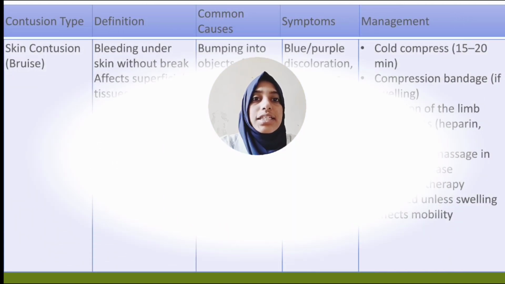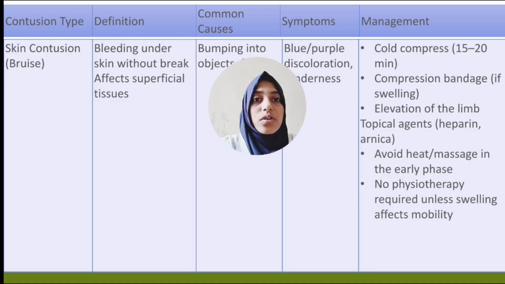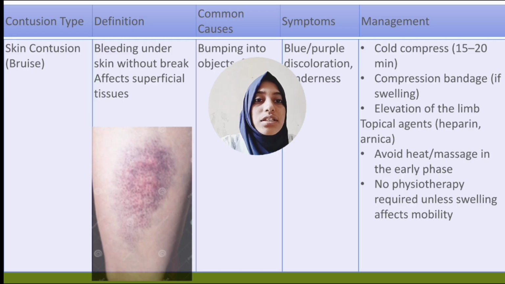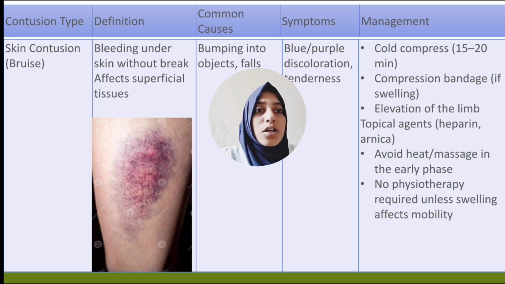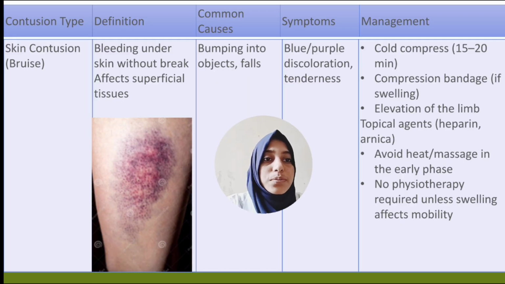Next, skin contusion. It is also called a bruise. Bleeding under the skin without a break that affects the superficial tissues. It is shown in this picture. Common cause is bumping into objects or falls. Symptoms are blue or purple discoloration of the skin and tenderness.